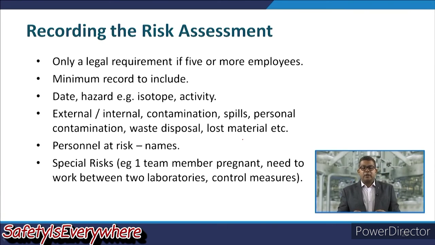Sometimes if you are passing through any plant, you may experience an off smell. Then you record this, so that the person in charge of that particular area may find what is the reason for that off smell. Then you record the personnel at risk with the name, because sometimes an insurance company may require this. Then you go for the special risk, for example one team member is pregnant, then the work needs to be adjusted between two things, the control measures, etc. So you need to identify those persons who may have some special risk, and give proper attention to those persons.